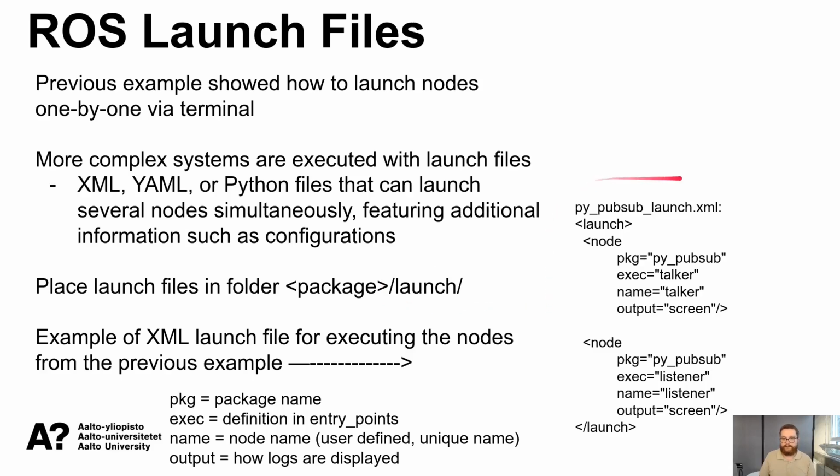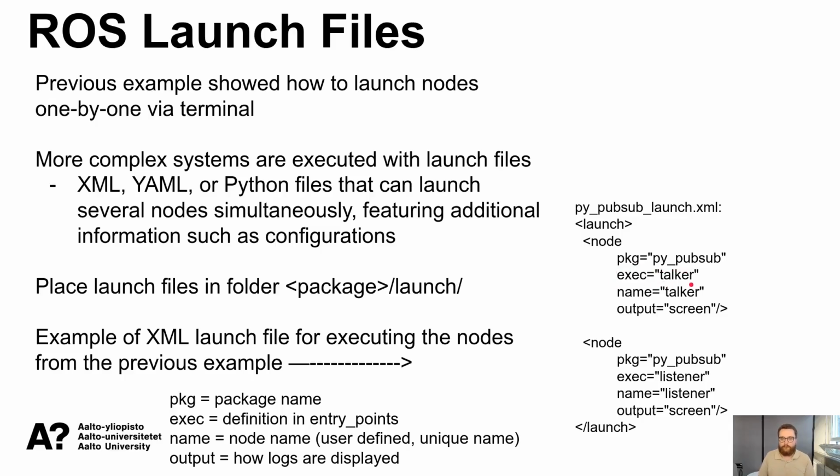And here on the right you can see a very minimal example of a launch file in this XML syntax, which would launch those two nodes that in the previous example we ran one by one from the terminal. If you would create a launch file for launching these, it would look like this. You are defining the launch within these brackets. This starts the launch, and here we are ending the launch, and then we are defining the nodes here. So we are defining the package, then the entry points that we configured previously.